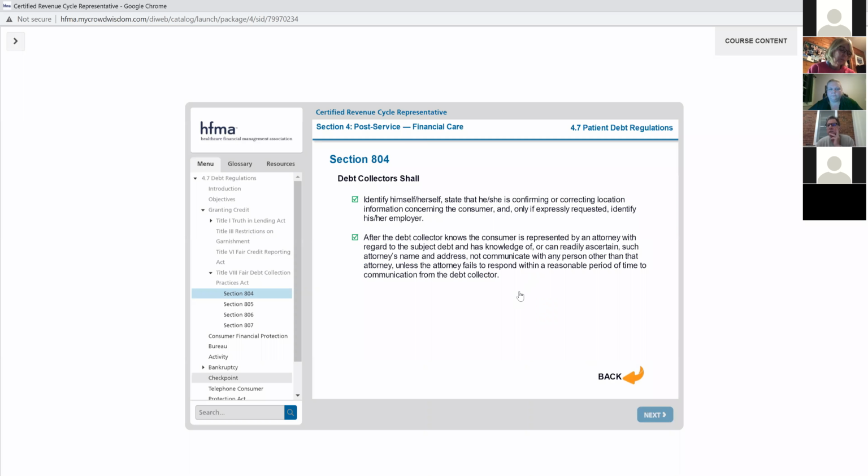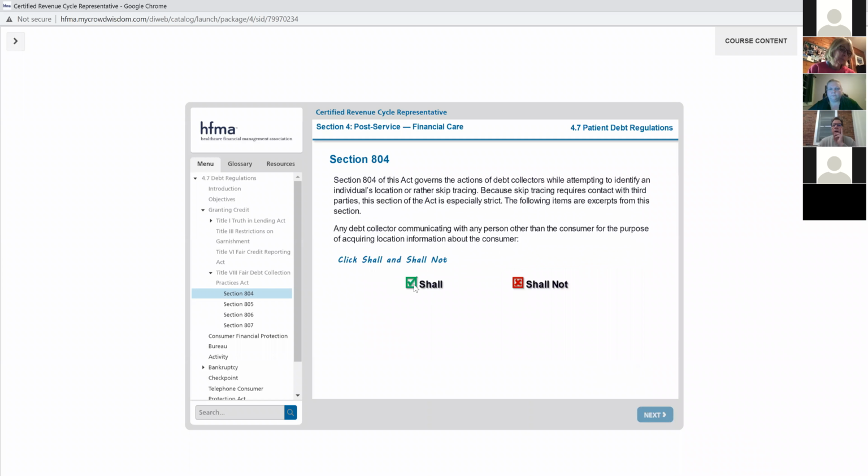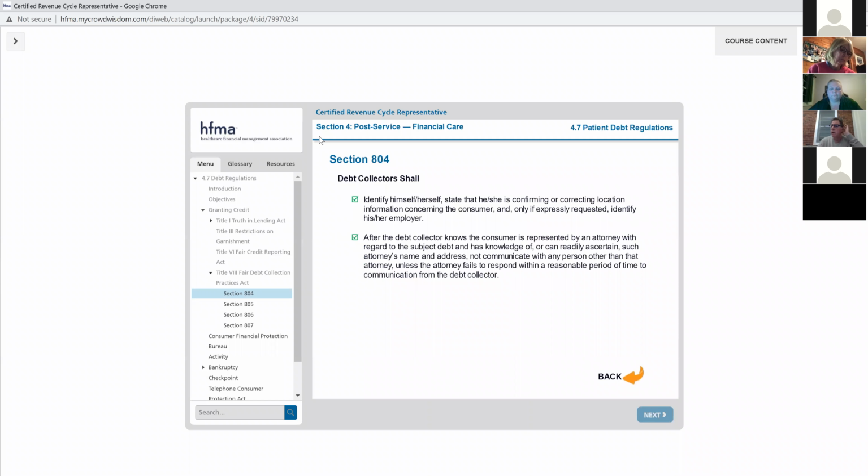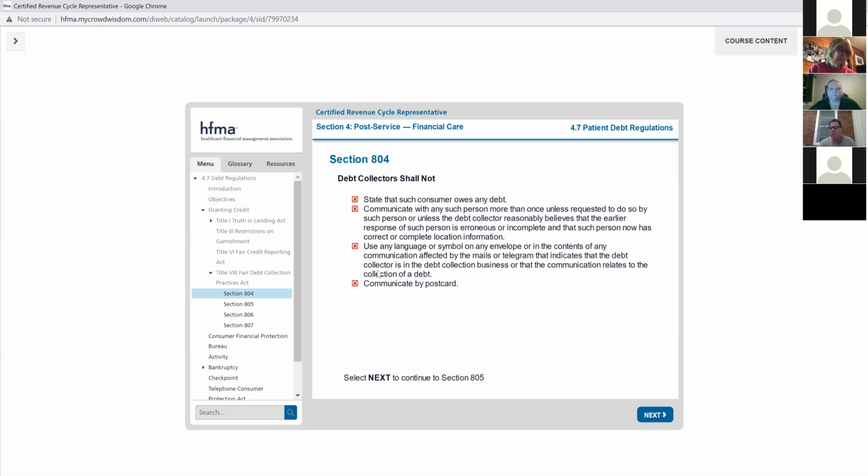804 governs the actions of debt collectors while attempting to identify. So if you're trying to find a patient, you shall, and if you click on that, you have to identify him or herself. And after the consumer is represented by an attorney, regarding the subject debt, has knowledge, you can readily ascertain information about the attorney and so on. You cannot disclose any information when you are trying to find a patient. You can't leave information on an answering machine, cannot communicate by postcard. So there's certain things you can and cannot do under Section 804.